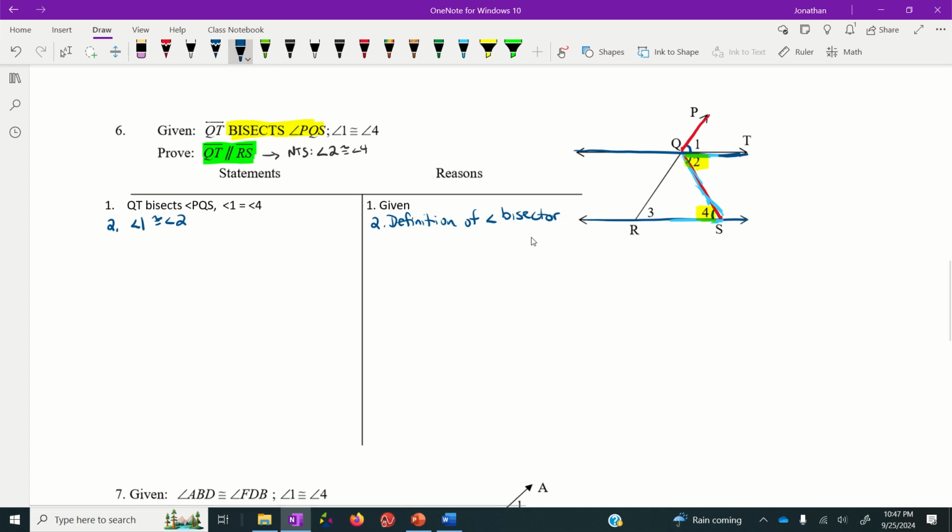All right, hopefully you're thinking the same property I am, which is the transitive property. Because these two angles are both equal to angle 1, now we can say that angle 2 is congruent to angle 4. And remember, because those angles form a Z, that's enough to say that QT is parallel to RS.